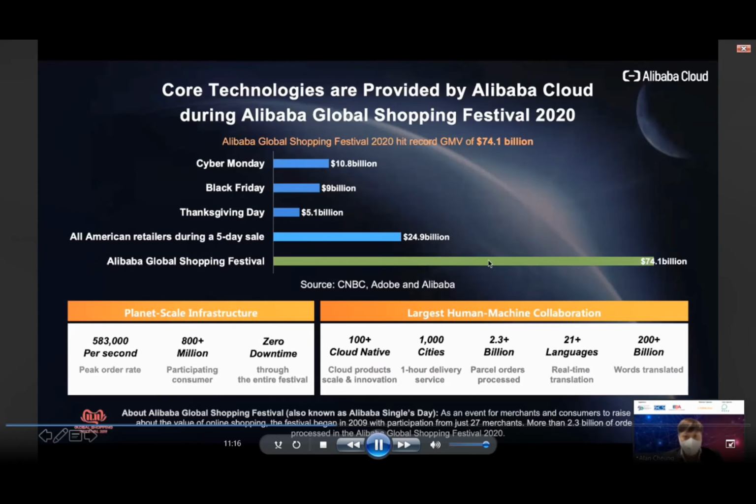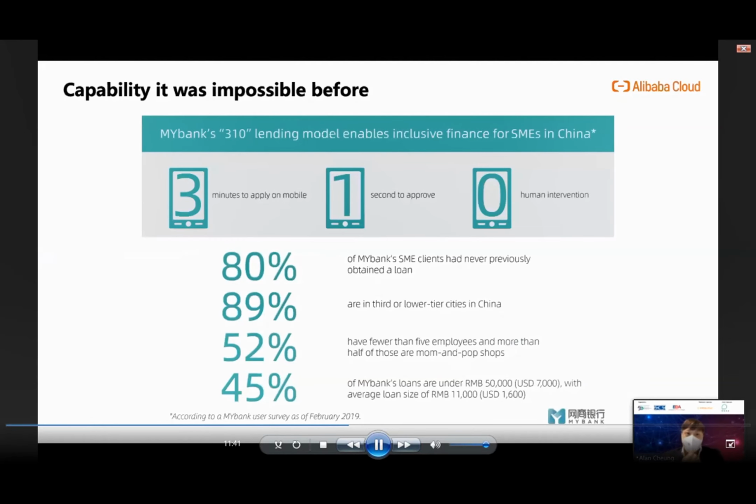And the peak order rate is 583,000. It broke the last record, and we also served a lot of customers without any downtime being recorded. So this is something that we can't do without having an infrastructure like what I've shown you before. And the other capability that was not possible before, there are many, but I'm only showing you 2 of them.